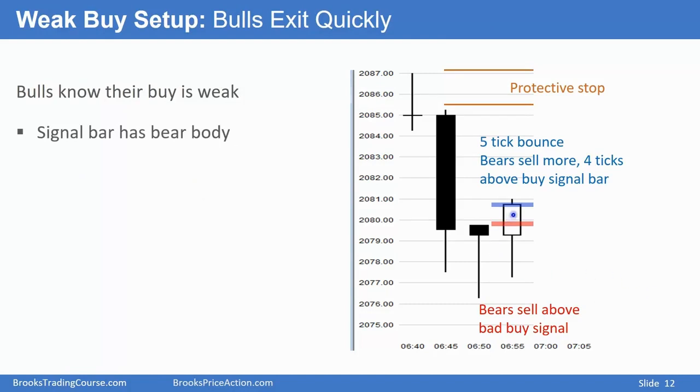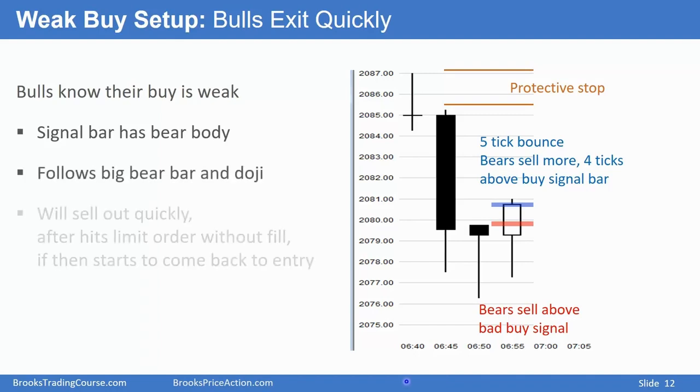The bulls know their buy setup is weak. A lot of the bulls are simply trying to scalp for 4 ticks. It has to go up 6 ticks to get filled. We have a buy signal bar with a bear body after a very big bear bar. It's not a strong buy setup. Plus, it's following a big bear bar.